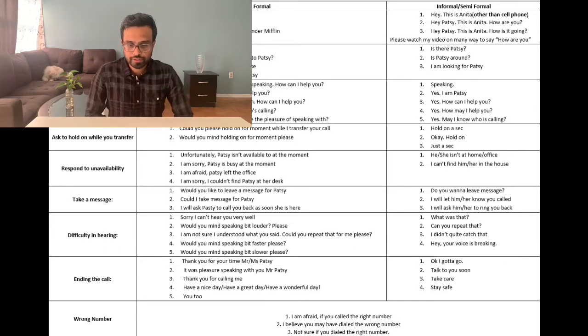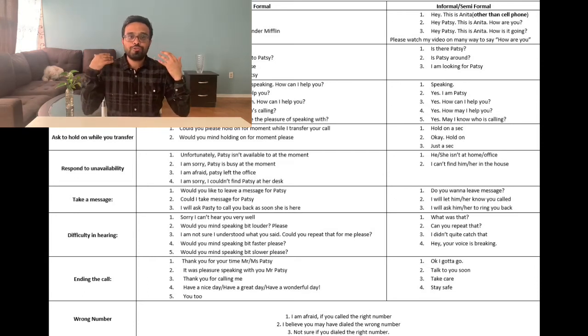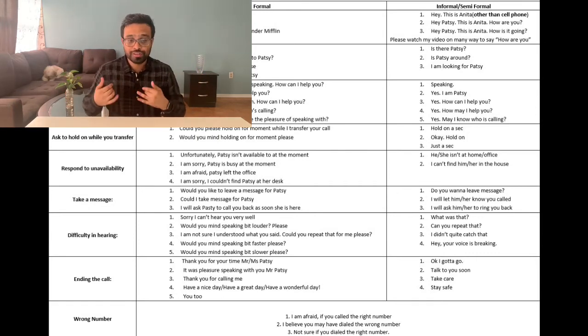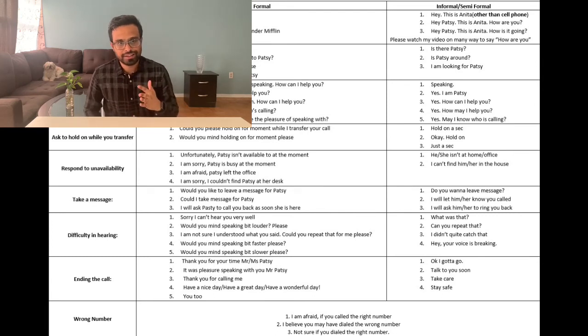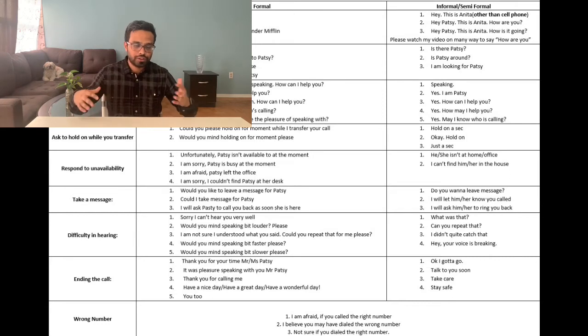These are informal. Next, if you have difficulty, here is where it shows that you're talking to a friend. So you can just say casually, "What was that?" If you didn't understand, "What was that?" Or "Can you repeat that?" "I didn't quite catch that." "Hey, your voice is breaking." These are the ways in which you can be a little bit casual here.